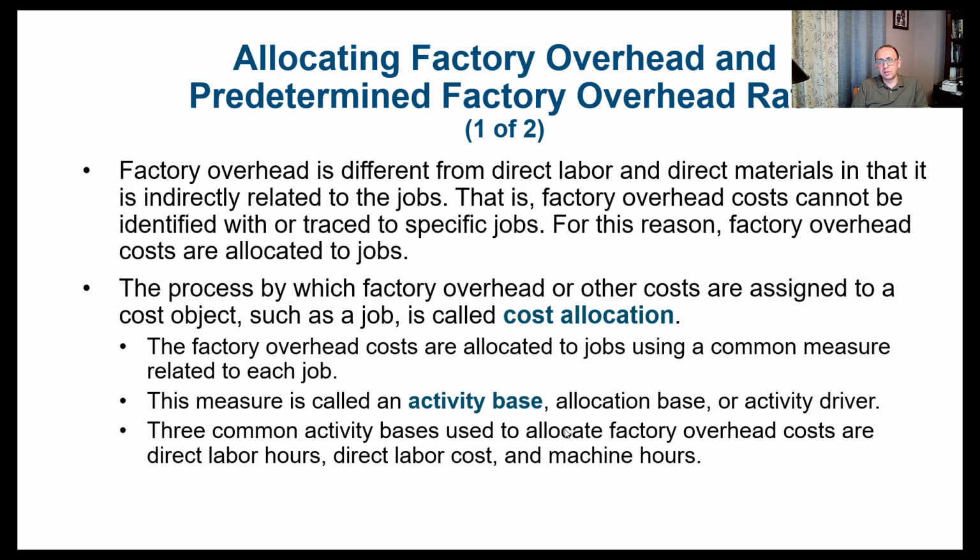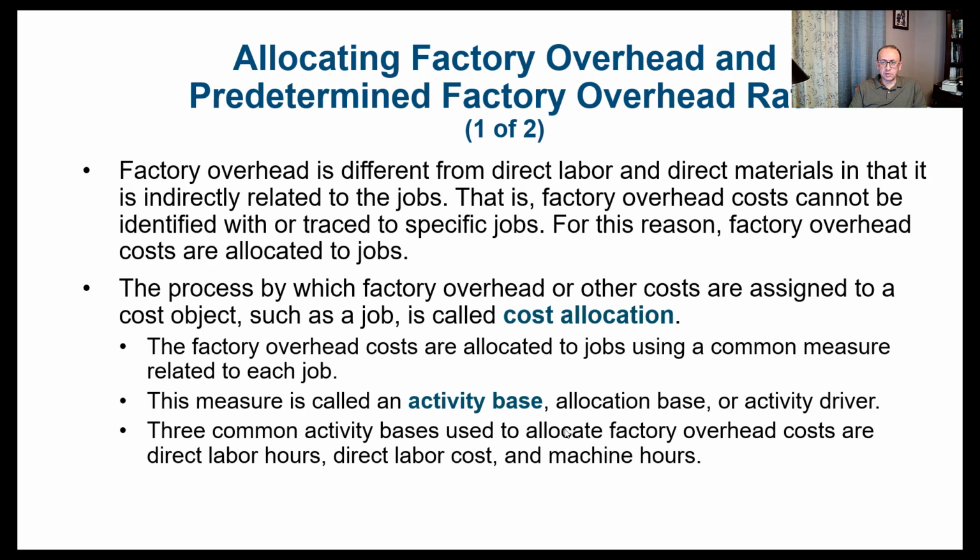So factory overhead is different from direct labor and direct material in that it is indirectly related to the jobs. Remember that we cannot really trace it directly to the job. In other words, factory overhead costs cannot be identified with or traced to specific jobs. So because of that, factory overhead costs are allocated to jobs. We cannot identify it to a specific job, we just allocate the total cost that we have to the different jobs. The process by which factory overhead or other costs are assigned to a cost object, such as a job, is called cost allocation.